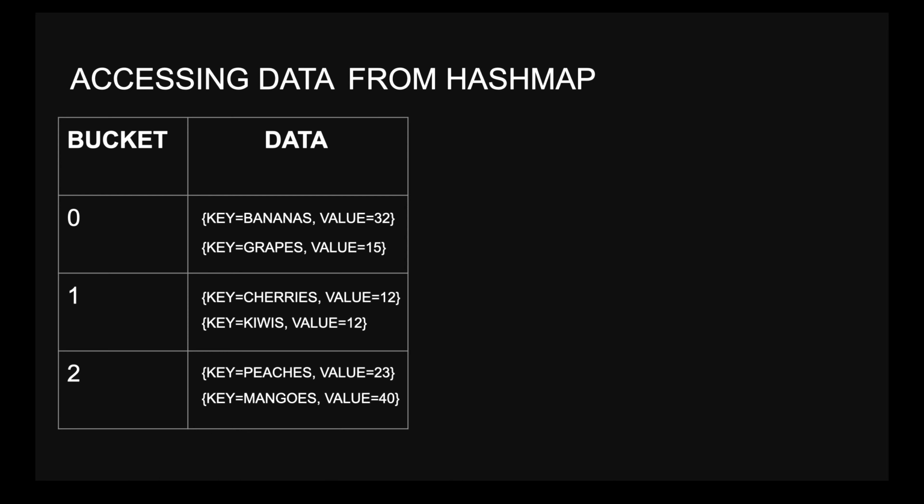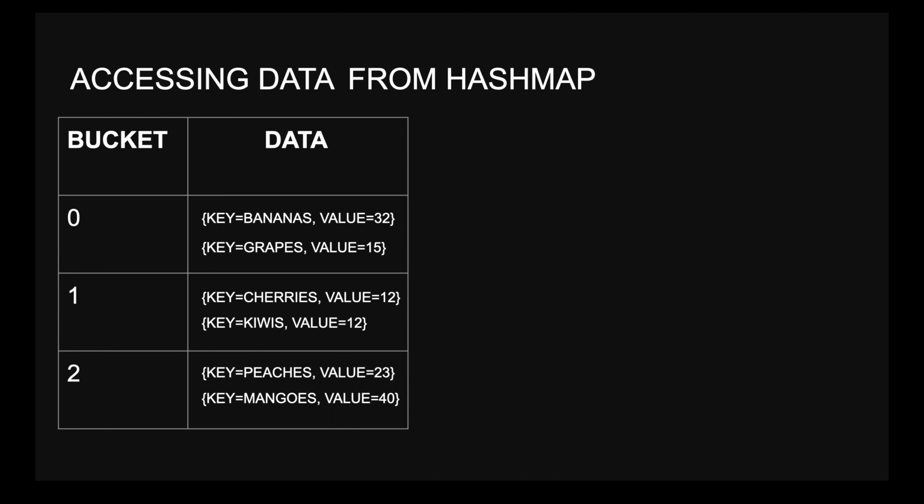Now that we have stored our data in the hash map like so, we can access the prices of fruits by using the fruit name as the key to the map. Let's try to retrieve the price of cherries. To do this, the hash map will internally calculate the hash code of the key, that is the fruit name, and find the bucket number. Then it needs to check if this key, that is the fruit name, is present in the bucket.